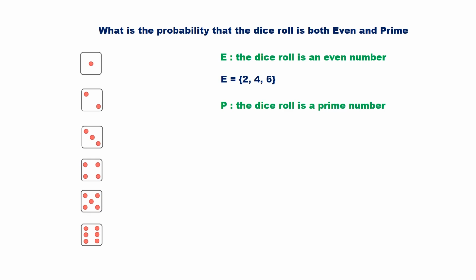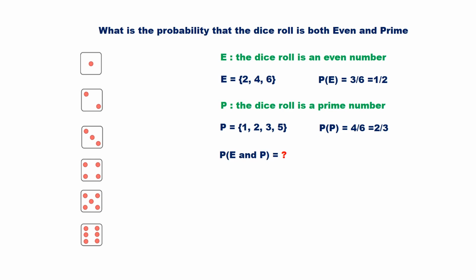The outcomes corresponding to the event E is 2, 4 and 6. Hence, the probability of dice roll is even is 3 by 6 or 1 by 2. The outcomes corresponding to the event P is 1, 2, 3 and 5. Hence, the probability of dice roll is prime is 4 by 6 or 2 by 3. What we need to compute is that the dice roll is both even and prime. Let us try with the restricted conjunction rule.